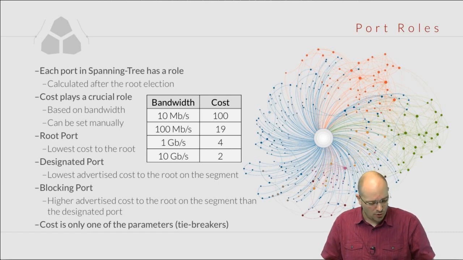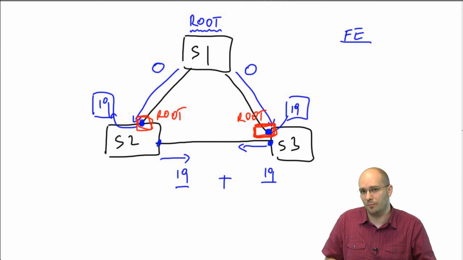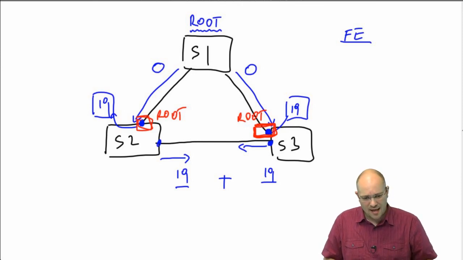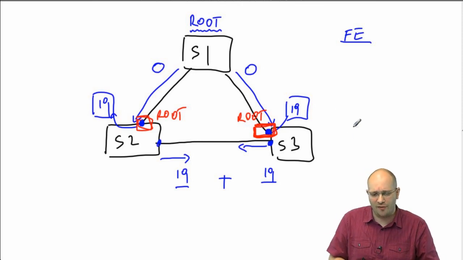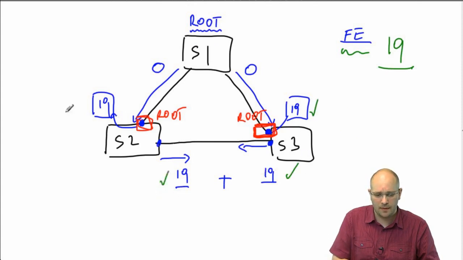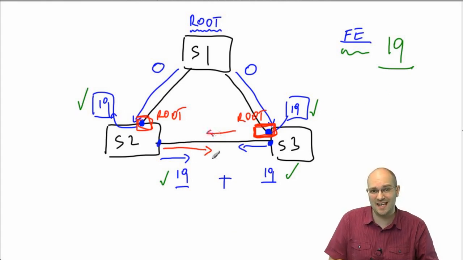But going back to our example here, we seem to have a problem with this. If all links here are Fast Ethernet links, as I mentioned, that means that all links will have cost 19, which we can see on our example here. That means that both BPDUs sent by switch 2 on this segment and switch 3 on this segment will have the same advertised cost to reach the root, which would be 19 plus 19.